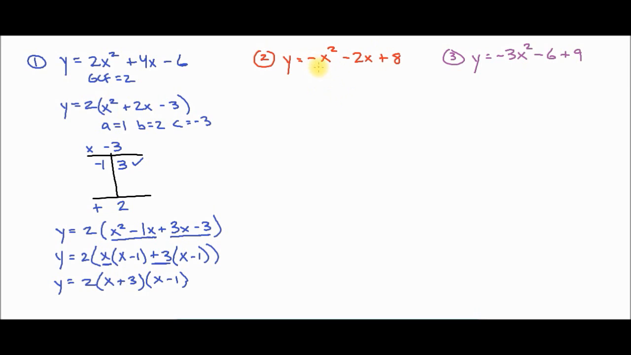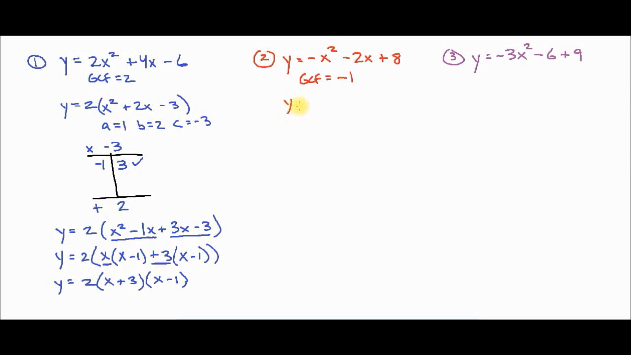Second one. Take a look at this. Do I have a negative value of a? Absolutely. The a is negative. I've got to pull out a negative. Okay, I'm going to just write GCF. I know I have to pull out a negative. Do I have a common factor? No, it's just 1. So what I'm pulling out is a negative 1. Even though there's not a common factor greater than 1, I have to pull out the negative, so I'm going to pull out negative 1.